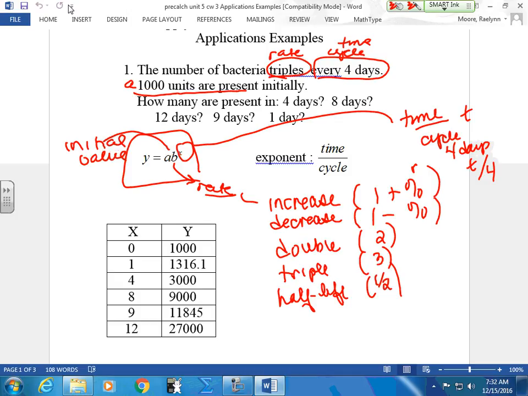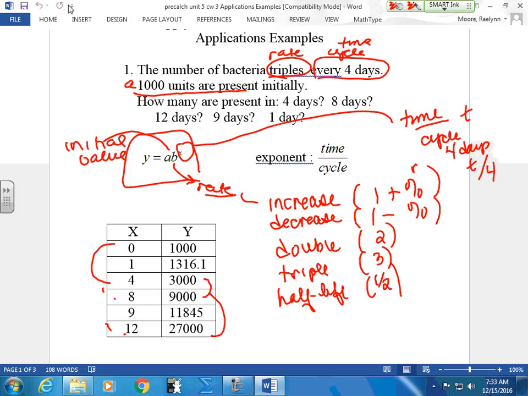Another good way to start this is logically. If I start with 1,000, at day 0, I have 1,000. I have to start with something. Then I'm tripling every 4 days. So at the end of 4 days, didn't this go by 3? So I should see that. If I think that, I should see that in my table when I do this. And every 4 days at 8, shouldn't I multiply that by 3? Because it tripled. And at 12 days, shouldn't I multiply that by 3 if it tripled? So make sense out of your problems, because once you put them in your calculator, you're going to get large numbers. It's going to look strange, but make sense out of it.